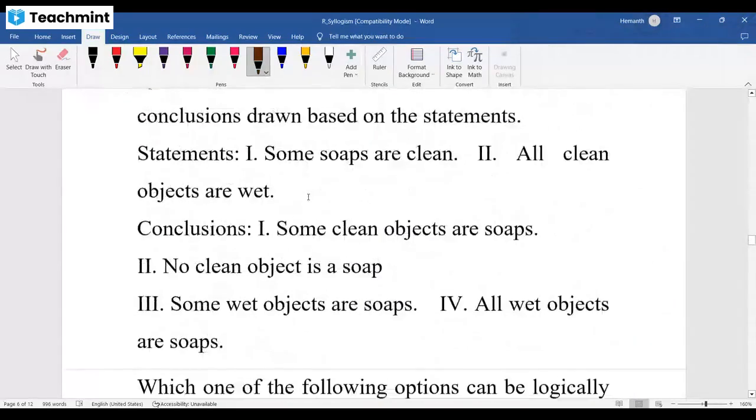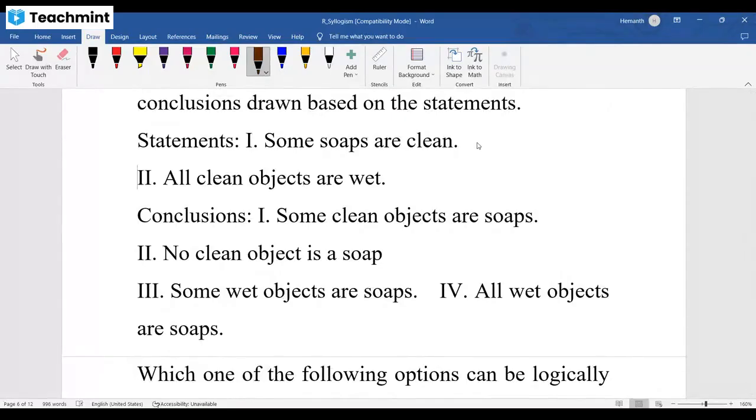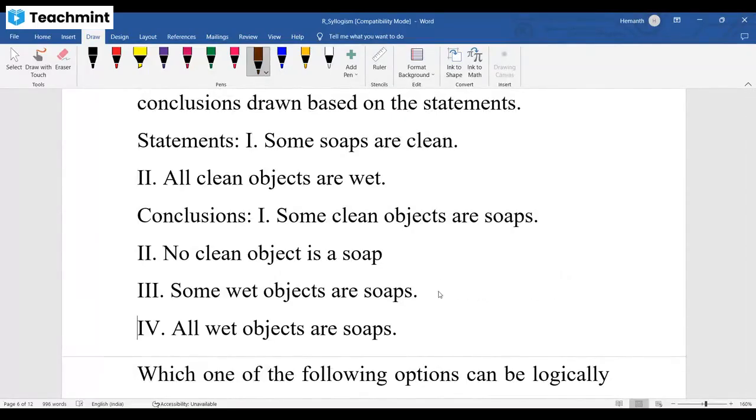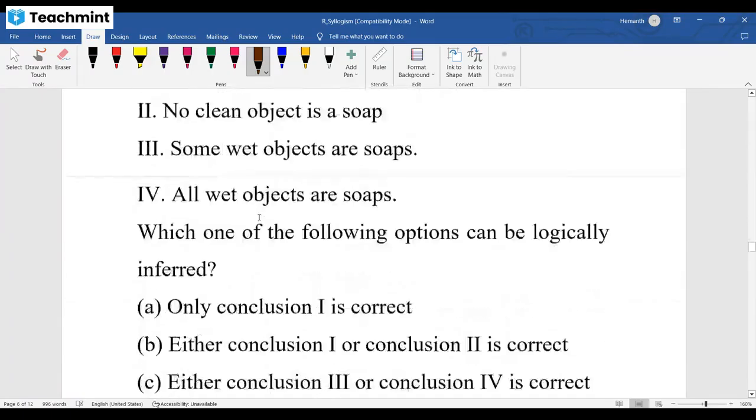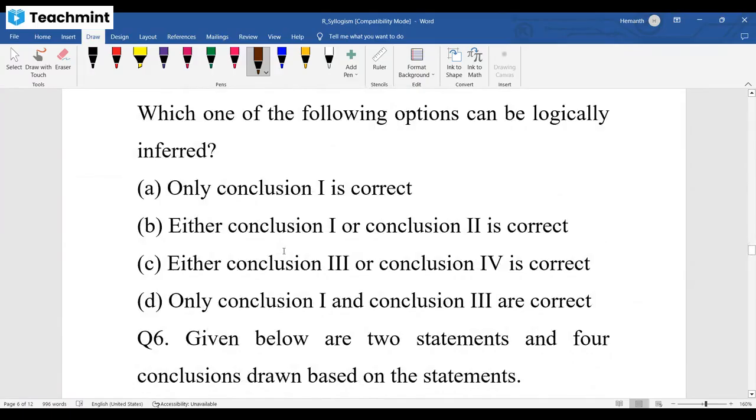Now see the next question. Two statements, four conclusions. Before handling this, first thing you need to look into the options. Either-or is there: either 1 or 2, either 3 or 4. I can remove either 3 or 4 if, in one diagram, 3 and 4 are both true. If 3 and 4 are both true in one diagram, then option C is false. Either-or is not correct. In the same diagram, if 1 and 2 are both true, then obviously B is false.